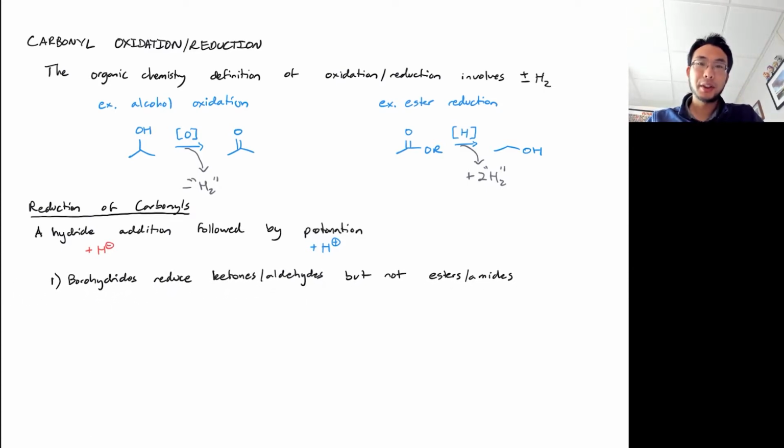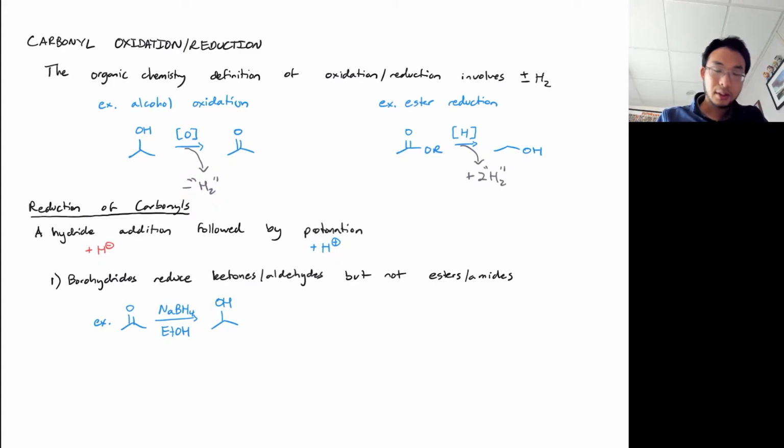So for these reductions, there's a couple different variations we want to know about. The first one is that borohydrides are useful for reducing ketones and aldehydes, but are generally not reactive on more substituted carbonyls, so, for example, esters and amides. So here's an example of reduction of the molecule acetone with sodium borohydride to isopropanol. Here's the mechanism for the reaction.